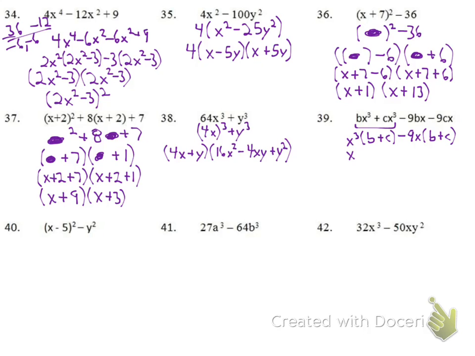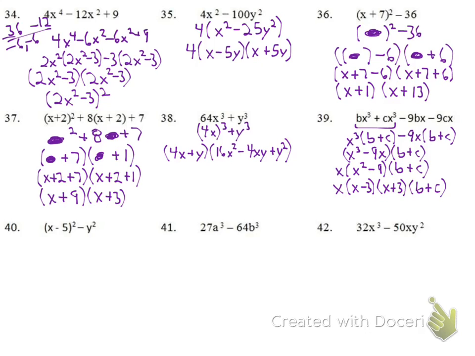So I get x cubed minus 9x times b plus c, but wait, I can keep factoring this. I can take an x out, and I'm left with x squared minus 9, b plus c. I can keep factoring now because x squared minus 9 is actually a difference of two squares, x minus 3, x plus 3, b plus c. So keep factoring. That's a good example of why you got to keep factoring and looking to make sure you're done and it's factored completely.